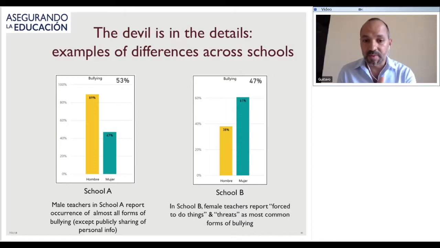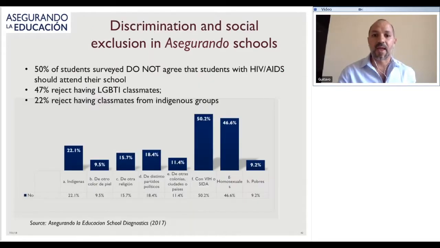In school B, female teachers reported that being forced to do things and threats were the most common forms of bullying. Now, my point with this graph or this analysis is that schools are very different and realities are very different. So we don't know what happens in school A that male teachers are observing much more bullying than female teachers. And that's something that the project is trying to support the school actors with, so that we look, analyze, and understand more contextual information. Okay, I have 0 minutes and I have a couple of slides.